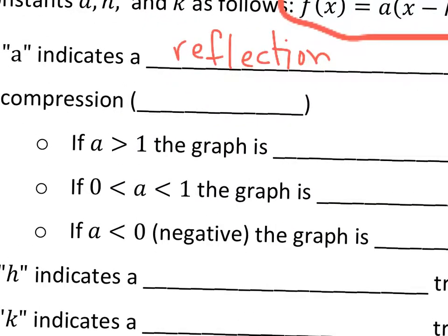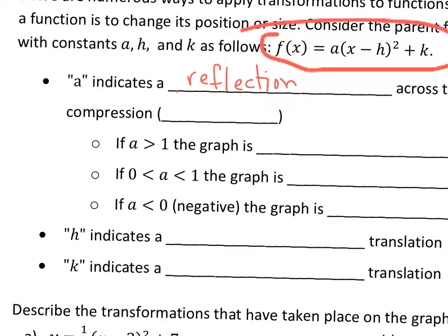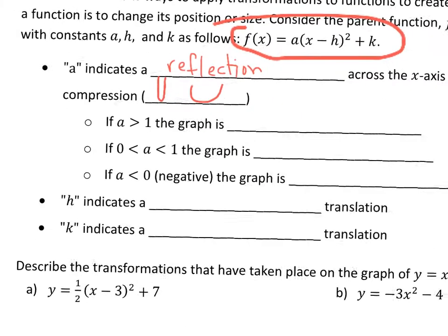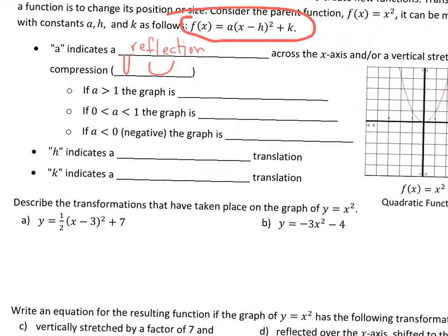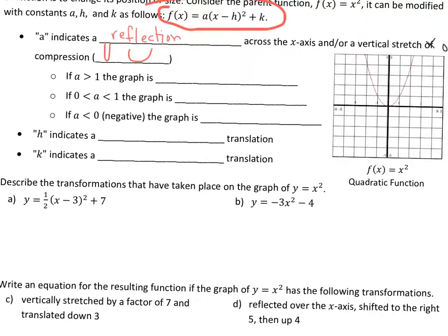We talked about this multiple times, but a vertical stretch would be skinny and narrow, and a compression would be wide, short, and fat. So just two examples there. These next pieces I'm hoping you can fill in again, because a lot of this is review. If a is greater than 1, the graph is blank. If a is greater than 0 but less than 1, the graph is blank. And if a is less than 0 or negative, the graph is blank. Take a moment and try to fill those in. Pause the video, and then I'll have your answers for you.